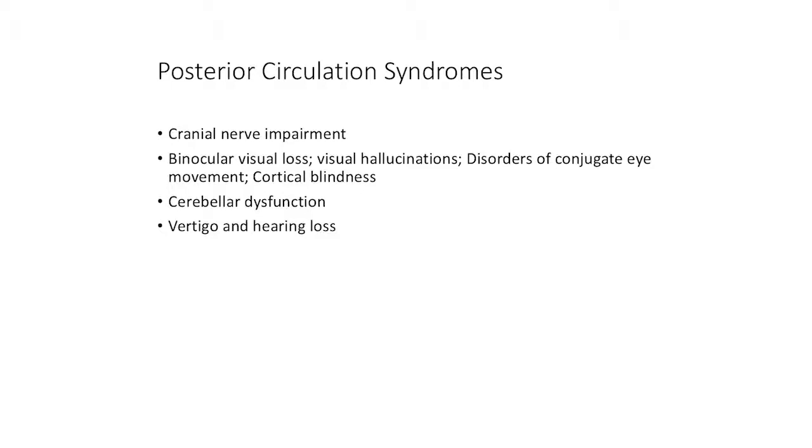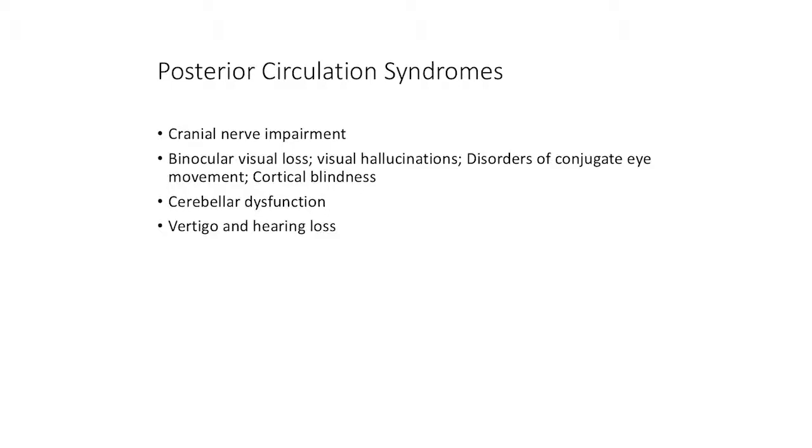Indeed, it was a posterior circulation syndrome, in which the patient presents with cranial nerve impairment, especially cranial nerve 3, oculomotor. They will present with binocular visual loss with visual hallucinations, and cerebellar dysfunction, as you've seen, vertigo, and hearing loss.